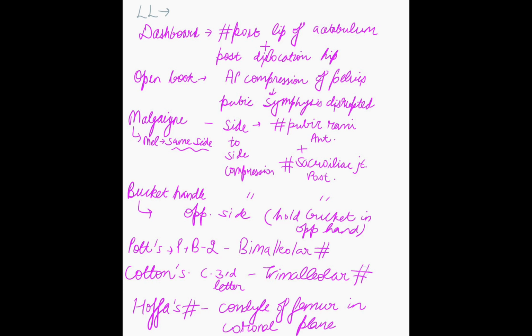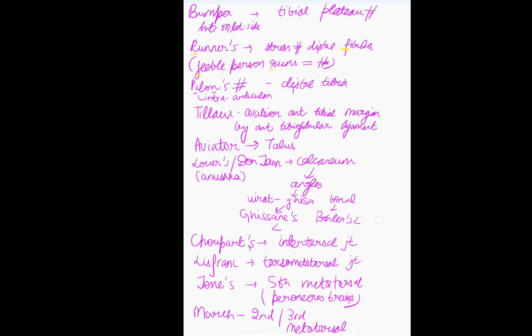Same pubic rami and sacroiliac joint, but on the opposite side. Then POTS, P is converted into B. So POTS is bimalleolar. C is the third letter, so Cotton is trimalleolar. Pott is bimalleolar and Cotton is trimalleolar. Then there is Hoffa's fracture. Hoffa's fracture is a fracture of the condyle of the femur in the coronal plane.